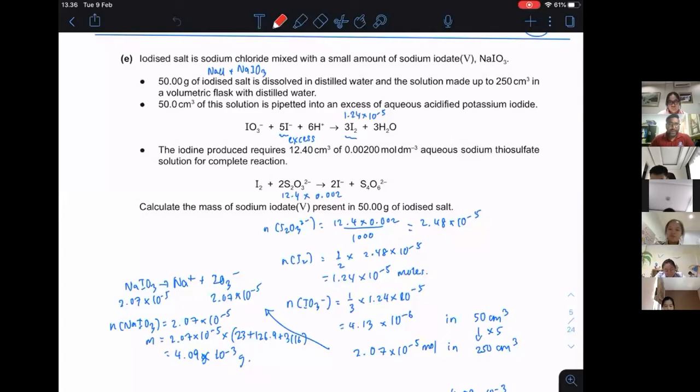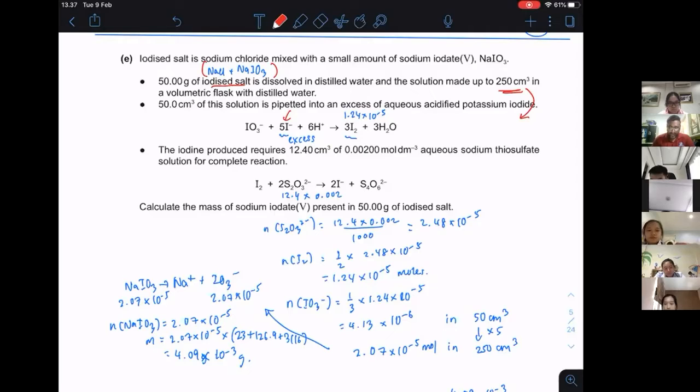So this part, we are looking into the calculation aspect of chemistry. Please be very, very careful when you are dealing with these kinds of questions. Read the question properly. They say iodized salt, which is a mixture of sodium chloride and NaIO3. It is made up to 250 cm cube in a volumetric flask. Then from there you take 50, and you are going to react it with excess acidified potassium iodide, and you will get I2 and so on.